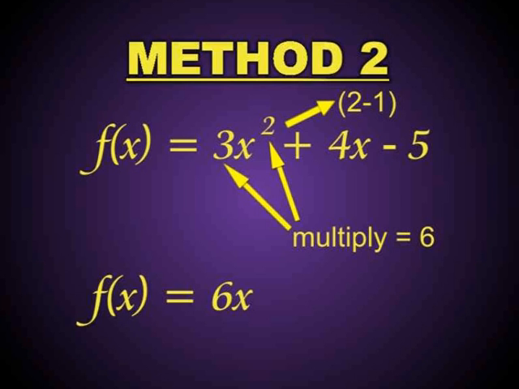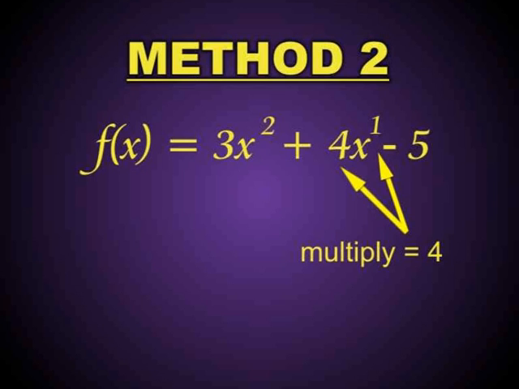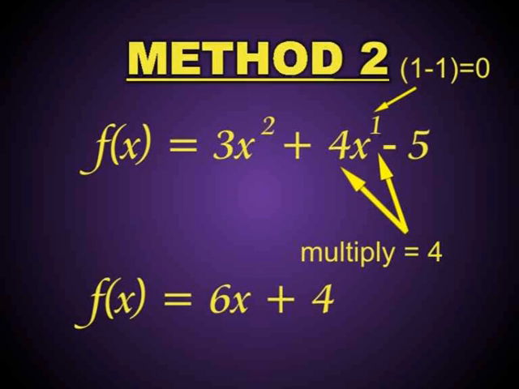Plus, now the same thing happens with the second term. The exponent of the x is 1. 1 times 4 is 4, times x to the power 1 minus 1, which is equal to 0. x to the power 0 is 1. 1 times 4 is 4. That means our differential is 6x plus 4.